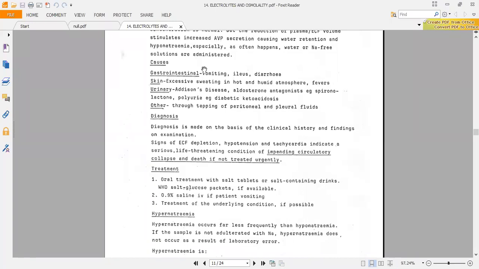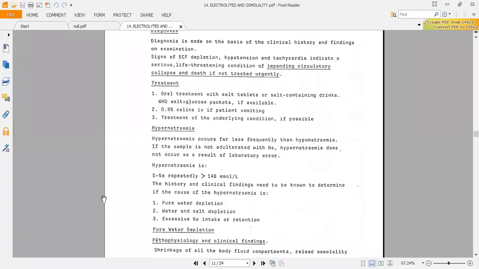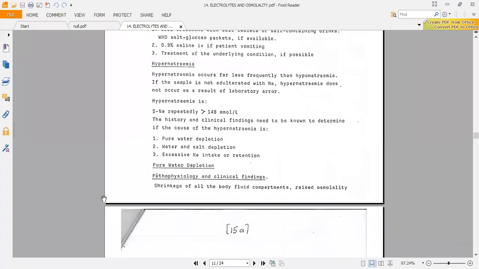Good. Now let's go to how we treat these patients. This one is very simple. You can give them sodium, IV fluids, 0.9 normal saline, and then you treat the underlying cause. Good. Now let's go to hypernatremia.